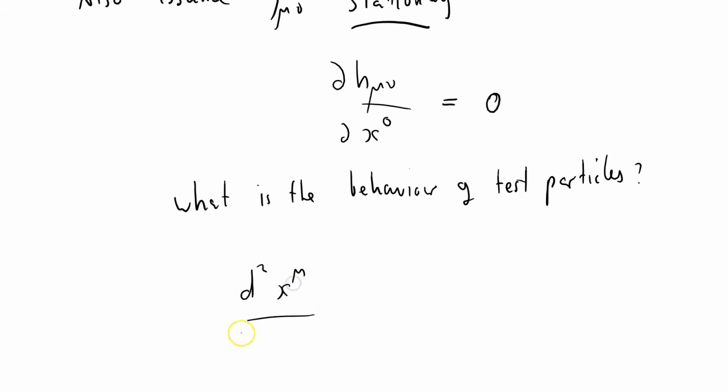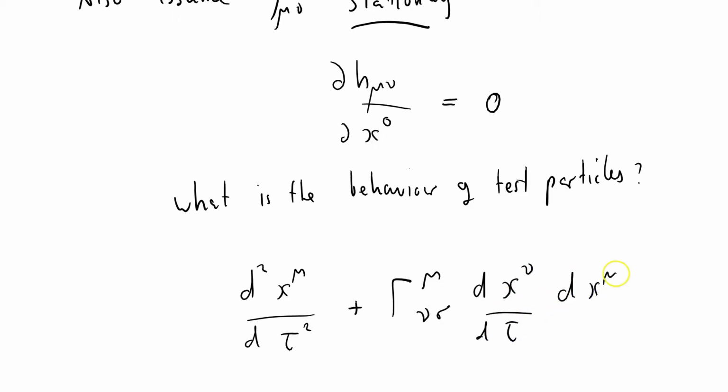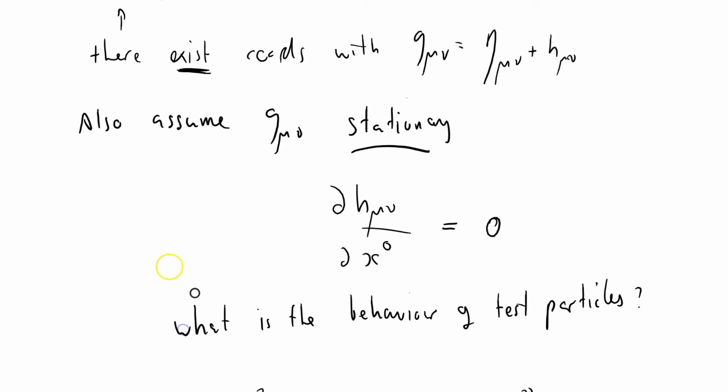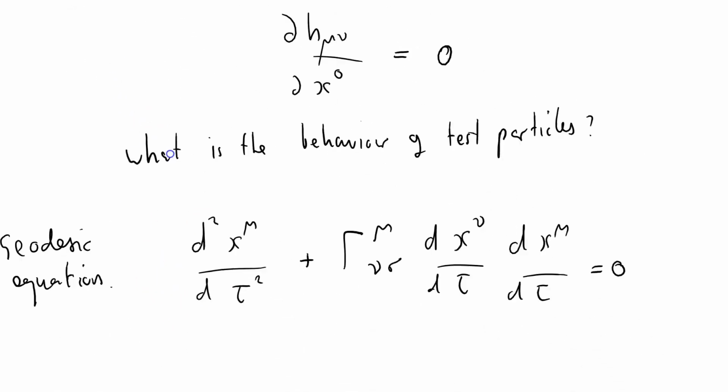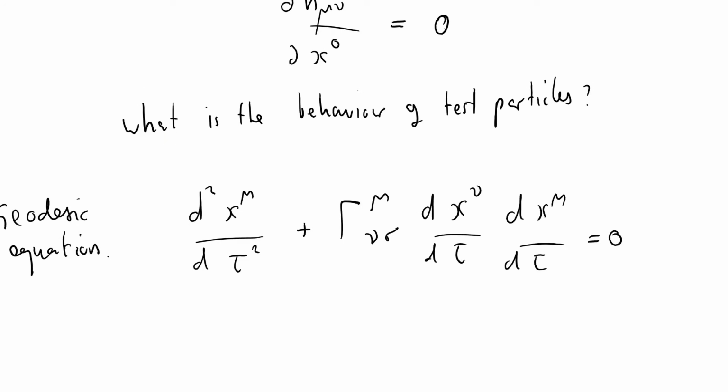d²x^μ/dτ² plus the Christoffel symbol Γ^μ_{νσ} dx^ν/dτ dx^σ/dτ equals 0. And that's my geodesic equation. Even now, it's a matter of some surprise to me how much we can simplify this very complicated equation by our weak field, slow-moving particle approximation. Lots and lots of terms will disappear, and that'll make our lives a lot easier.